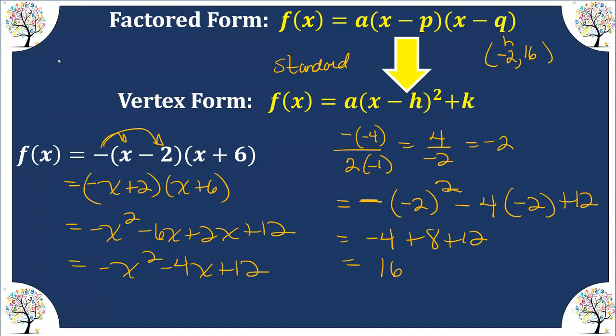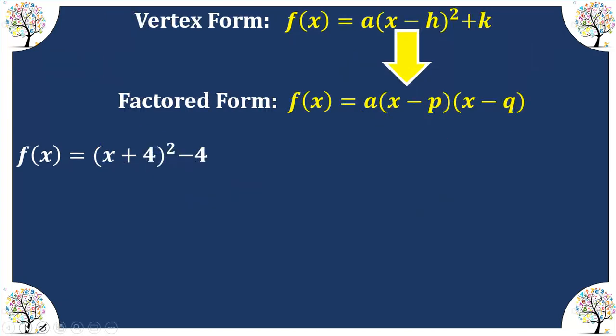So when we put this together, let's write it here. F of x, our a value is negative 1. We have x minus negative 2, which becomes x plus 2, quantity squared, plus 16. Vertex to factored. So we are going to have to turn it to standard using order of operations, and then we will find the factors. Our a value is an understood 1, so we have x plus 4 times x plus 4, and then we subtract the 4 at the end.